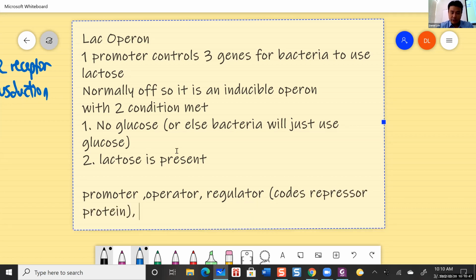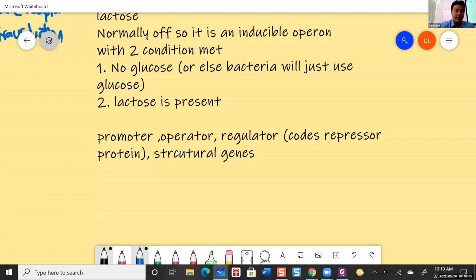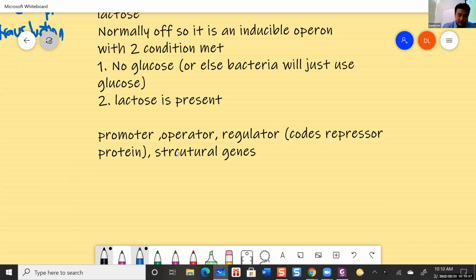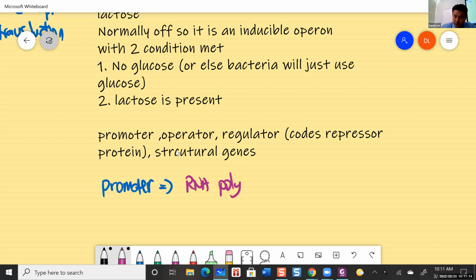And you'll see the structural genes. So those are some of the terms you'll see, yeah. Okay. So again, promoter is where RNA polymerase binds. So make sure we know them, yeah? Promoter is always where RNA polymerase binds to begin transcription. All genes start with a promoter. All expression, all transcription starts with a promoter. RNA polymerase binds to start transcription.